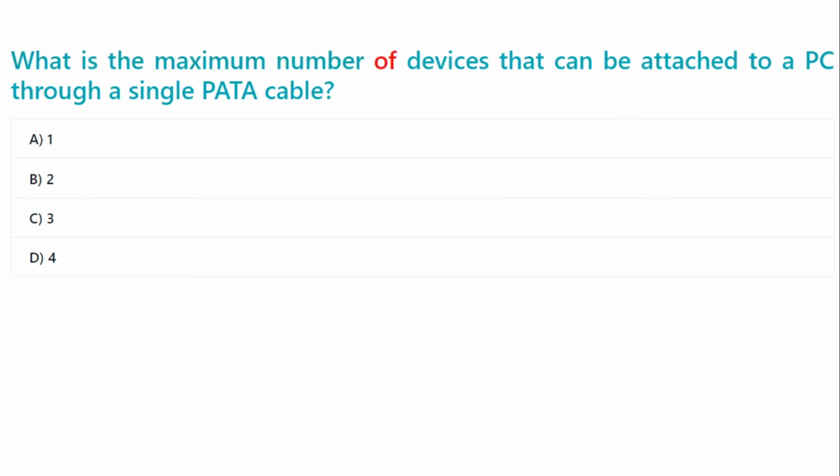What is the maximum number of devices that can be attached to a PC through a single PATA cable? A. 1. B. 2. C. 3. D. 4. The correct answer is B. 2.